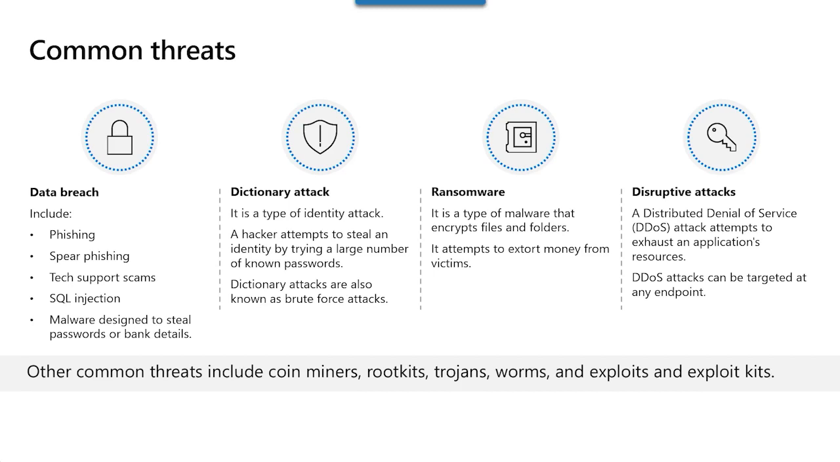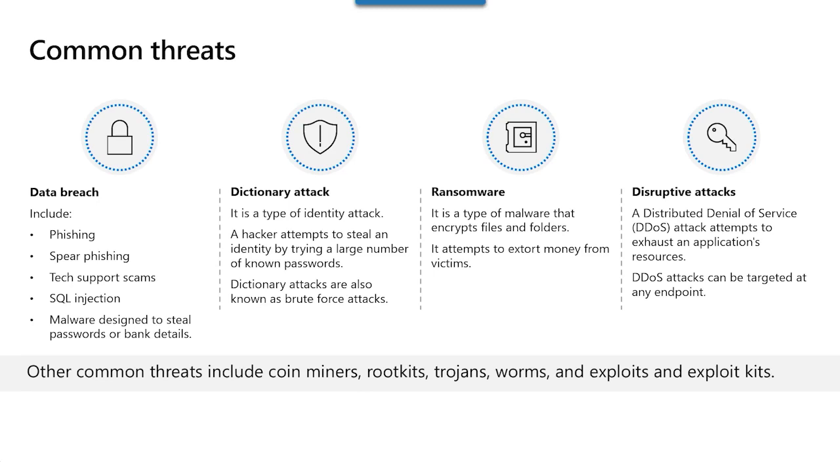So the first one that we have here on the slide is called a data breach. And you might have heard of organizations who have suffered some sort of data breach, or maybe even you've been a victim of one yourself. A data breach is where some sort of data is stolen. The way attackers get this data can come from maybe a phishing email, or it can even be like a scammy email from your tech department asking for your password. The next type of attack is a dictionary attack.